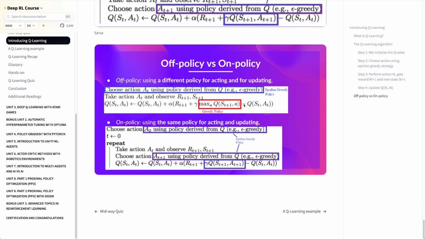So off policy versus on policy. Off policy, you use a different policy for acting and for updating. On policy, we use the same.